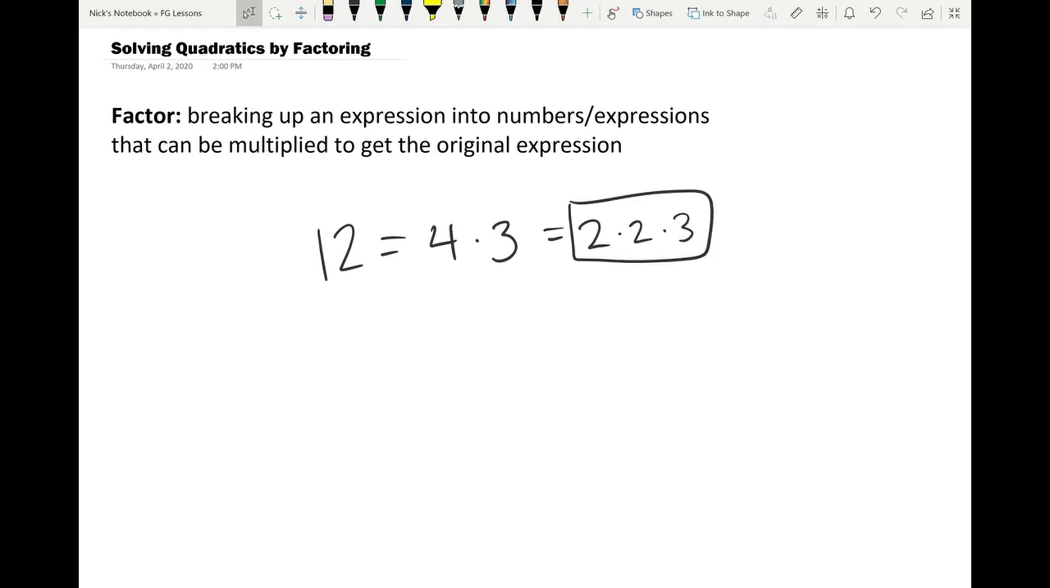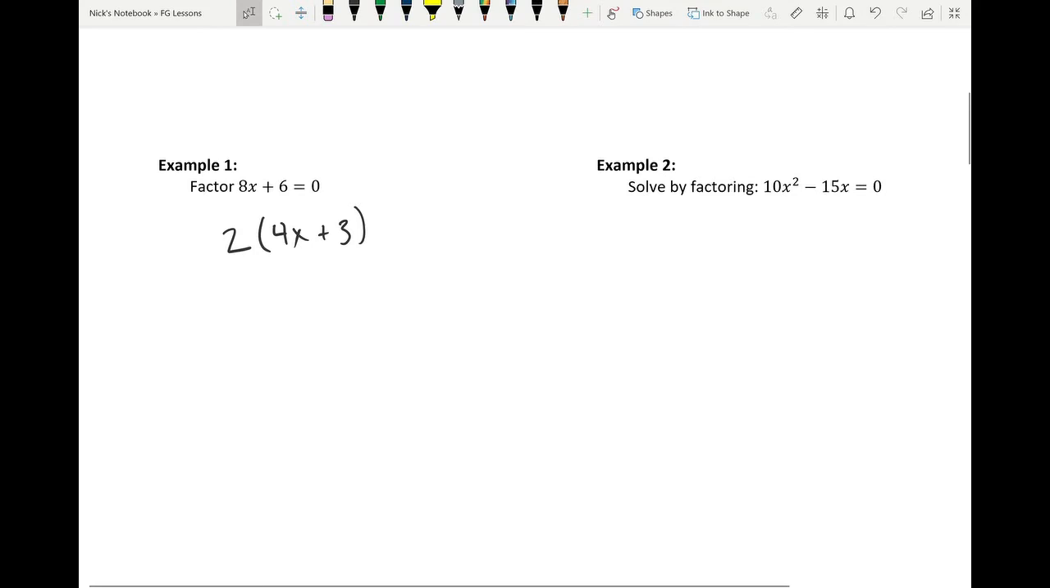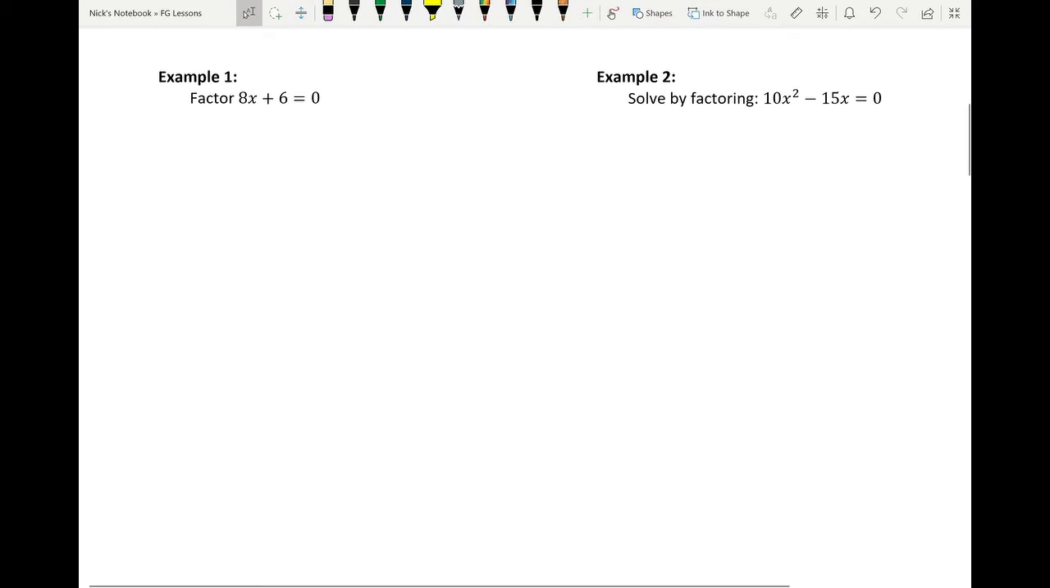the factors of 12. All right, so if we were to take a look at example 1, and let's ignore that equals 0, let's just say we wanted to factor it. What are terms that go into both 8x and 6? It has to go into both of them. Well, I know that it's even, so they're both divisible by 2. If we take 8x divided by 2, it's going to give us 4. And if we take 6 divided by 2, that's going to give us 3.